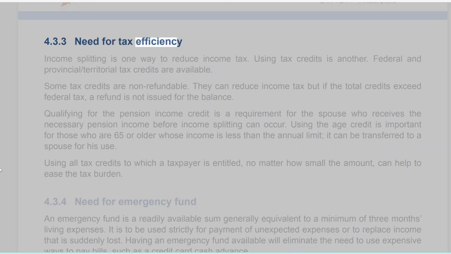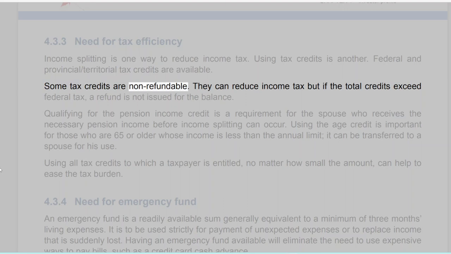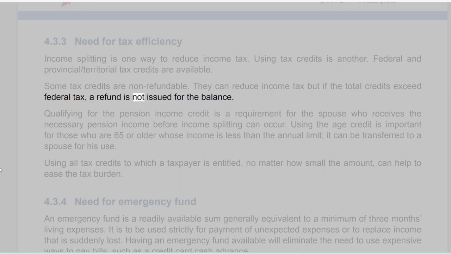4.3.3 Need for tax efficiency. Income splitting is one way to reduce income tax. Using tax credits is another. Federal and provincial/territorial tax credits are available. Some tax credits are non-refundable. They can reduce income tax, but if the total credits exceed federal tax, a refund is not issued for the balance.